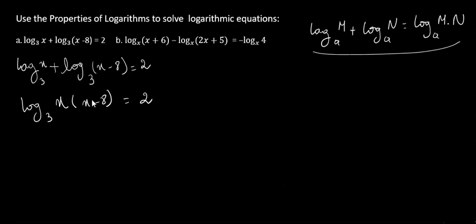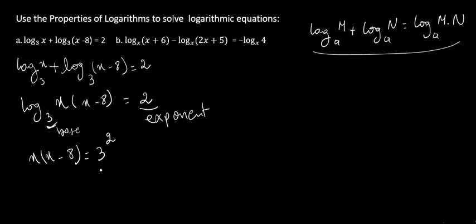Here I want to solve for x, of course. That means I have to get rid of the log. To get rid of the log, I have to rewrite this equation in exponential form, which means here I have this is the base, and this is my exponent. Which means this is equal to what? x times x minus 8 is equal to the base 3 raised to the power 2, or 3 squared.